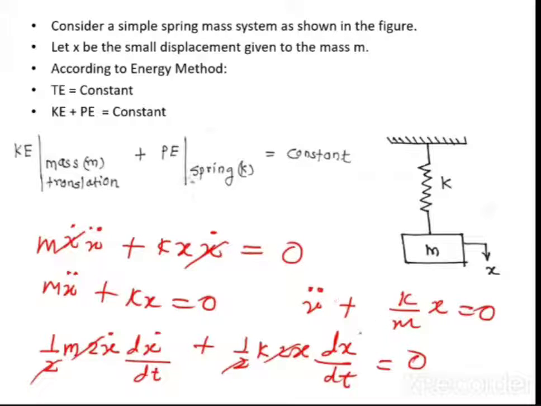Now compare with the standard equation. So after comparing with the standard equation, what will we get? Omega n squared is equal to k upon m. So same answer. I hope it is clear to you all.